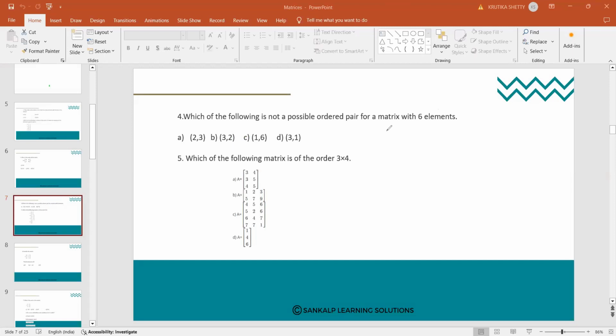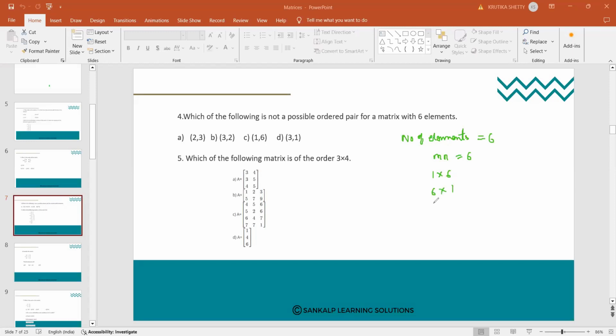So here, see the number of elements. The number of elements is equal to 6. So the product of rows and columns, m into n, must be equal to 6. You have to find out the ordered pairs where such a product is possible. The product is possible when m is equal to 1 and n is 6. You can reverse it also, 6 and 1.